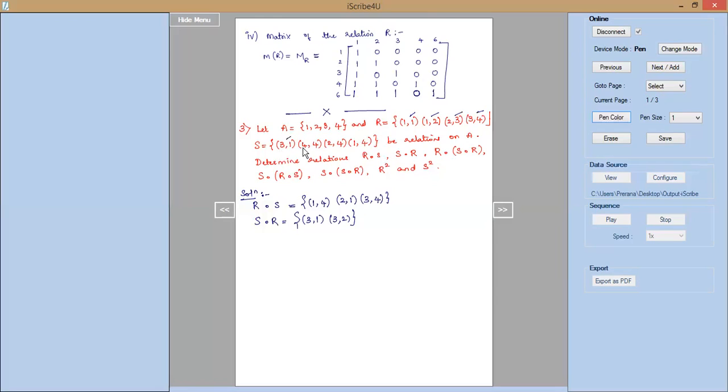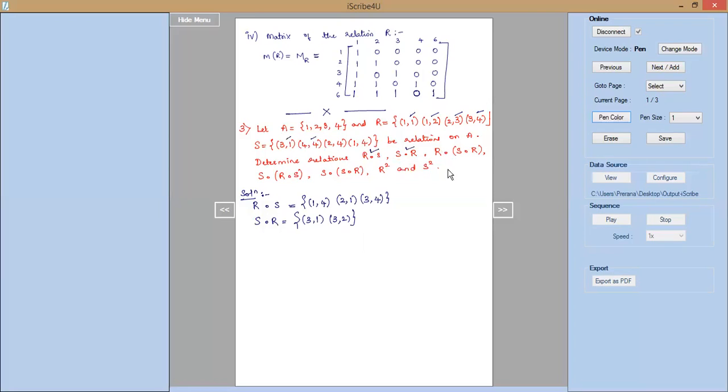Now starting with 4. (4, 4) is an element here, ending with 4. Starting with 4, there are no elements in R, so there is nothing to do with it. This work is over. (2, 4) here is again ending with 4. There is no element starting with 4 here. (1, 4) is ending with 4, and there is no element starting with 4 again. That is why I have closed the set here. S composition R is only these two elements. So this was S composition R, which we completed.